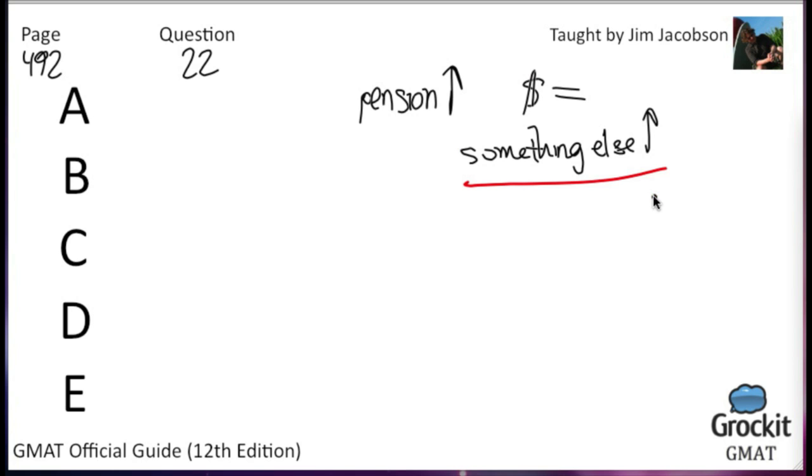So choice A, the majority of senior citizens whose financial position has not improved rely entirely on the government pension for their income.